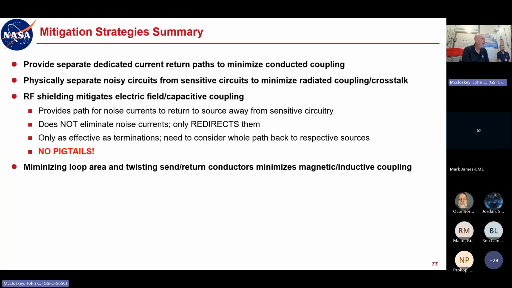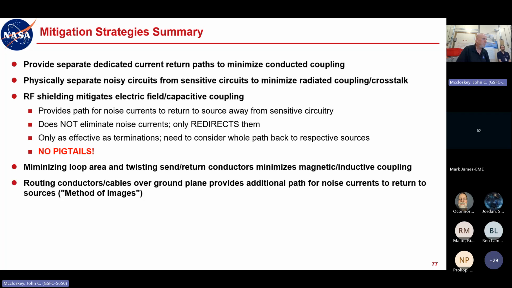So minimizing loop area and twisting center return conductors will minimize your magnetic and inductive coupling. Again, if twisting your conductors is not practical, like on a PC board, just minimizing the loop area is a significant improvement. You should at least do that. That still gives you significant improvement, even if twisting is not an option.